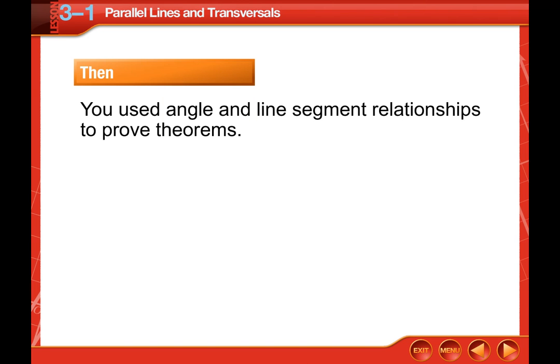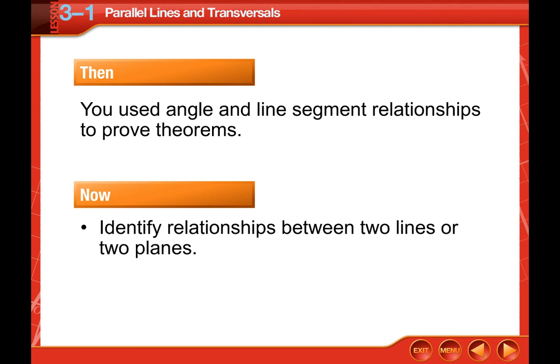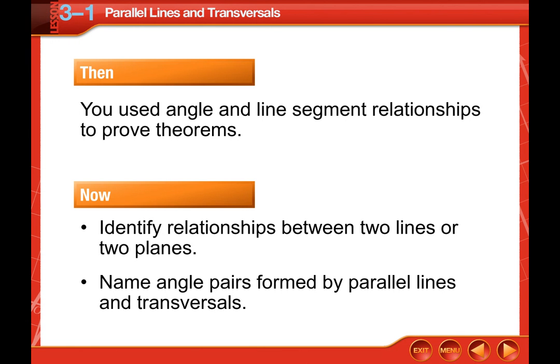caused by those. So previously we looked at those angle and line segment relationships and the theorems that prove them and how we could prove those new theorems. Now we're going to identify the relationships between two lines or two planes and be able to name some new angle pairs formed by those lines and transversals.